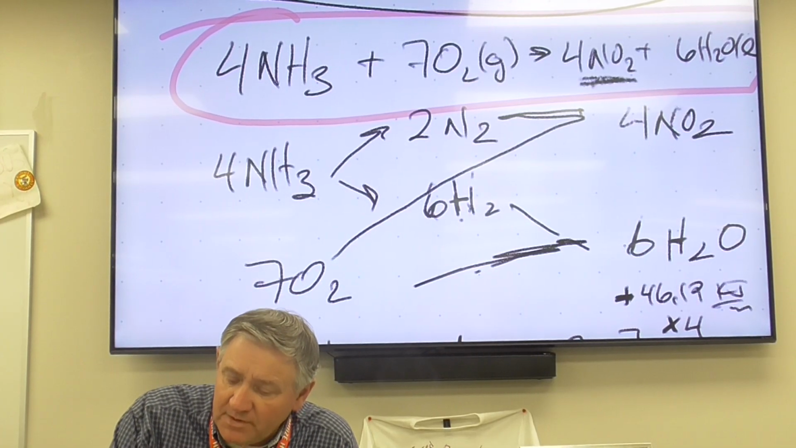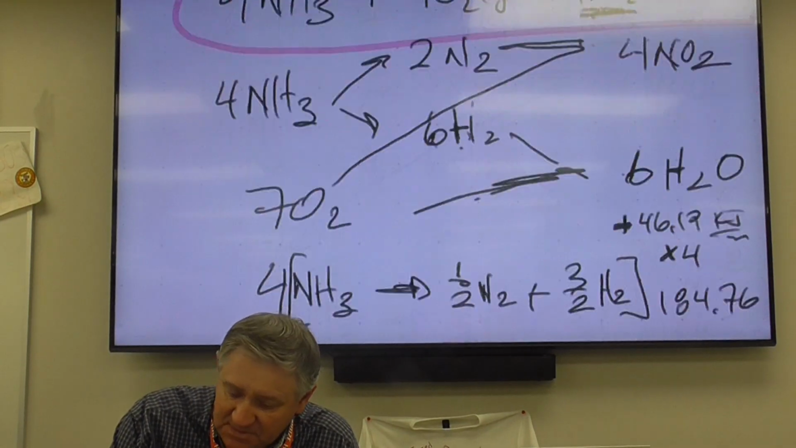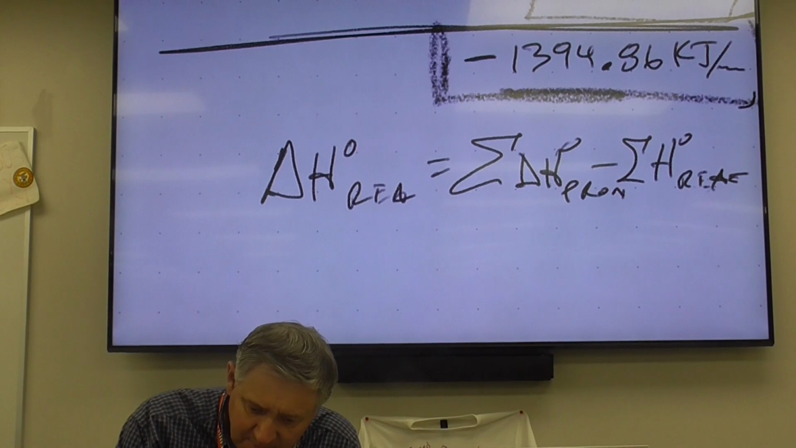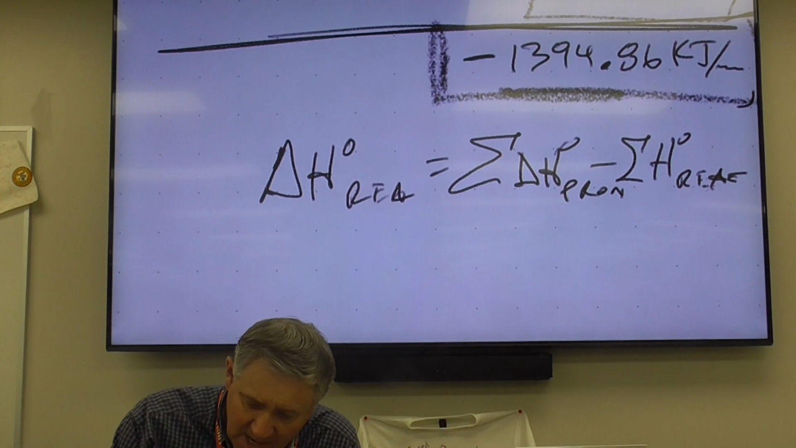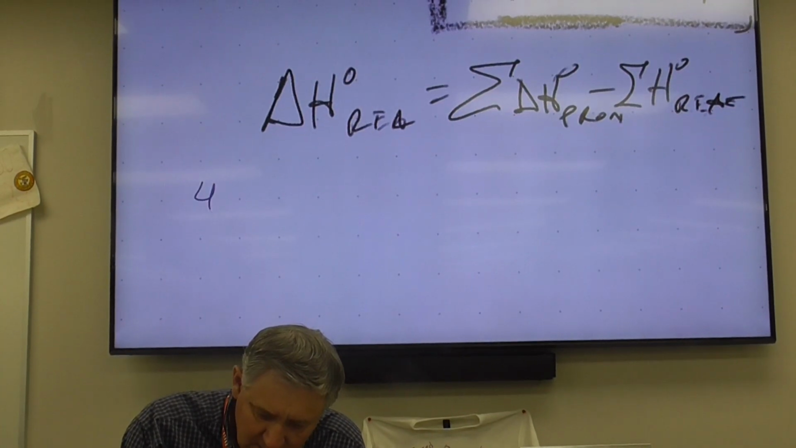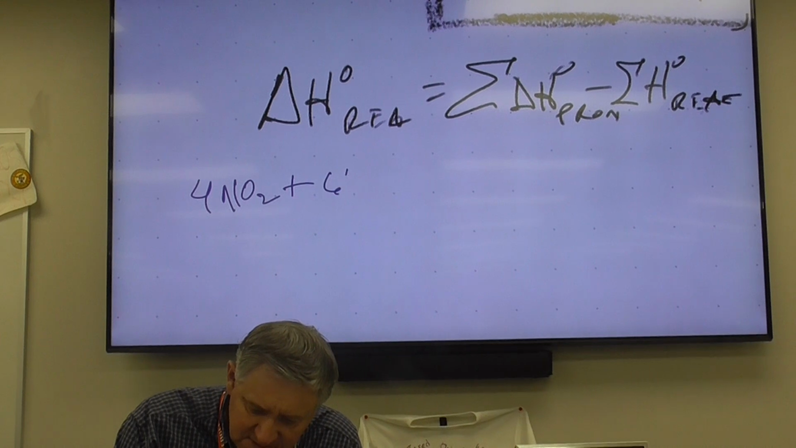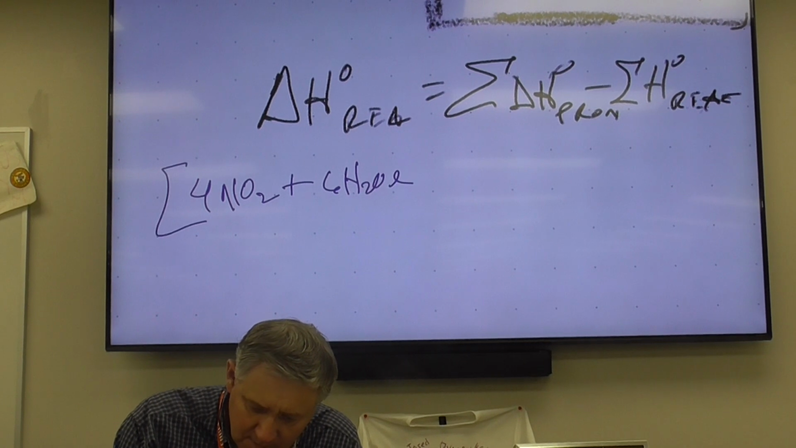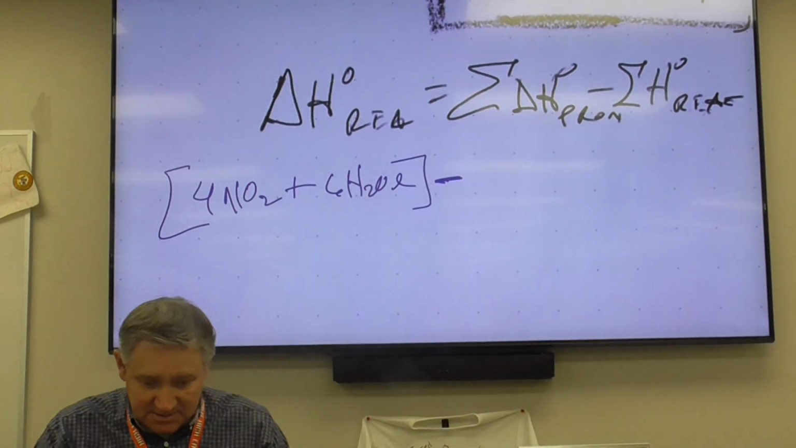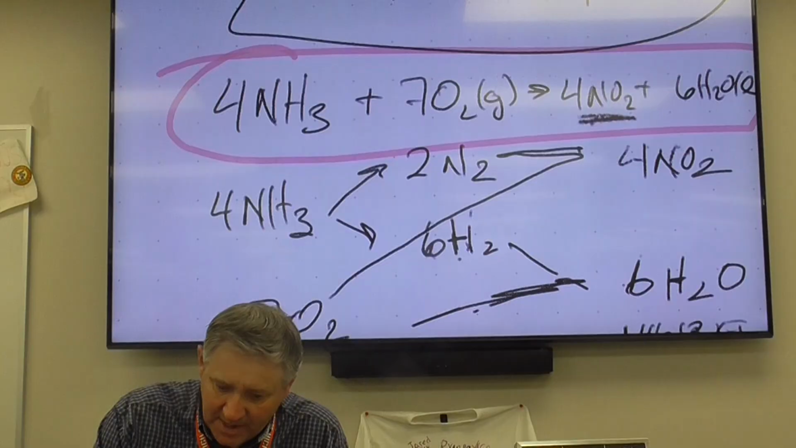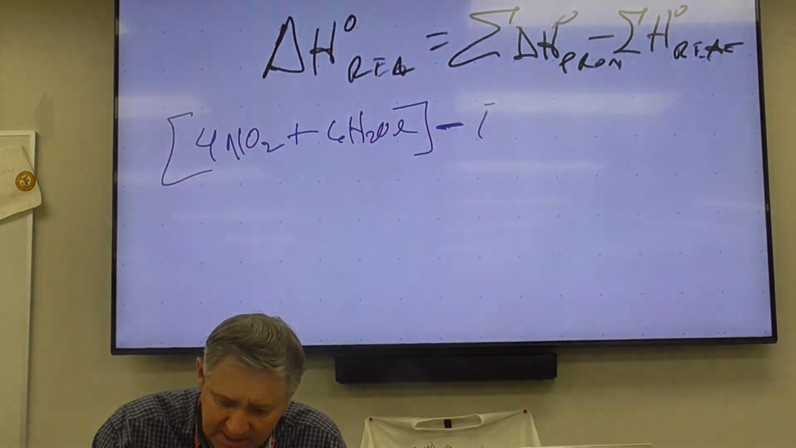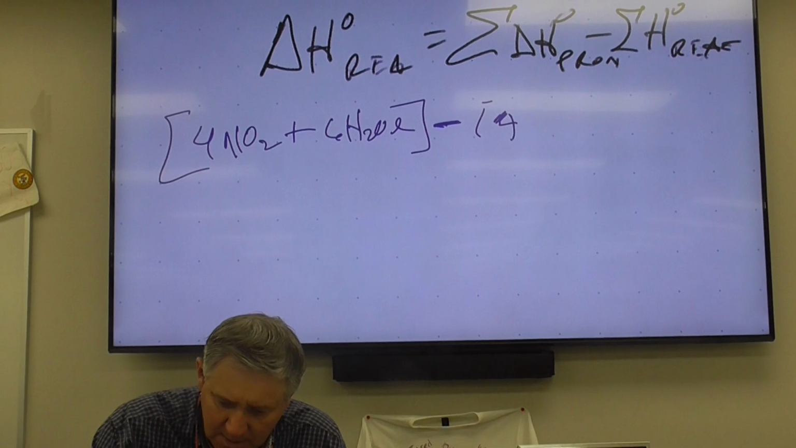So I've got my products are 4 NO2s plus my 6 waters. So to use this, here's what we got. I'm going to have my 4 NO2s plus my 6 waters as liquid. I'm going to add all those together, and then I'm going to subtract the reactants. The only reactant that I have to worry about is my NH3. So that's going to be minus my 4 NH3s.